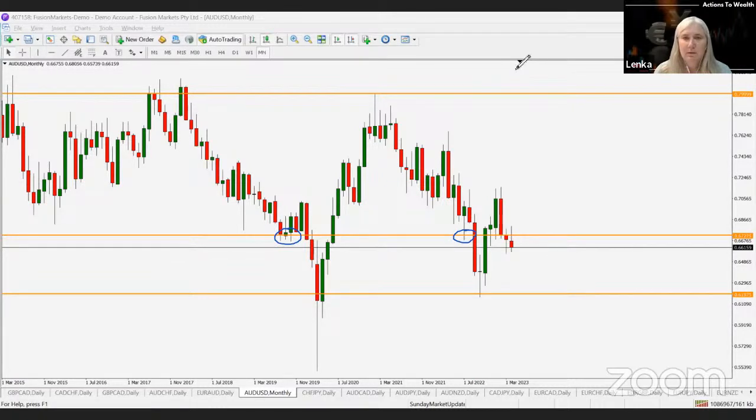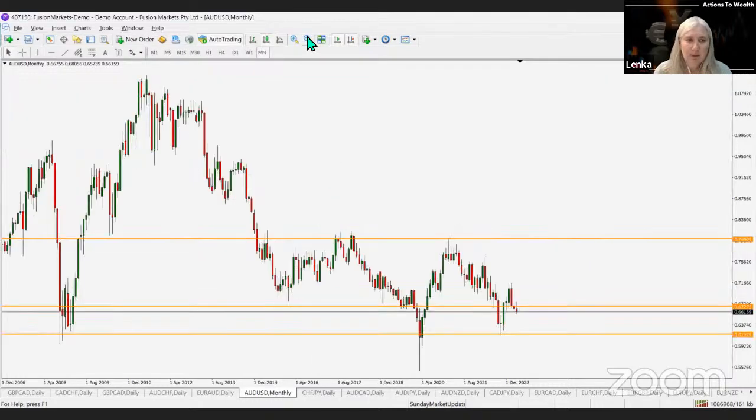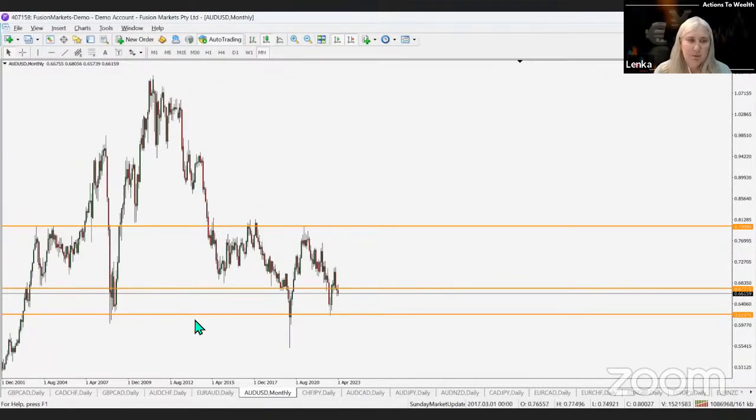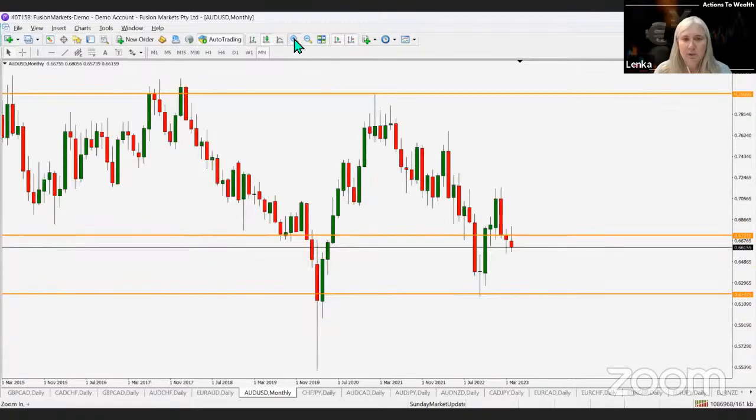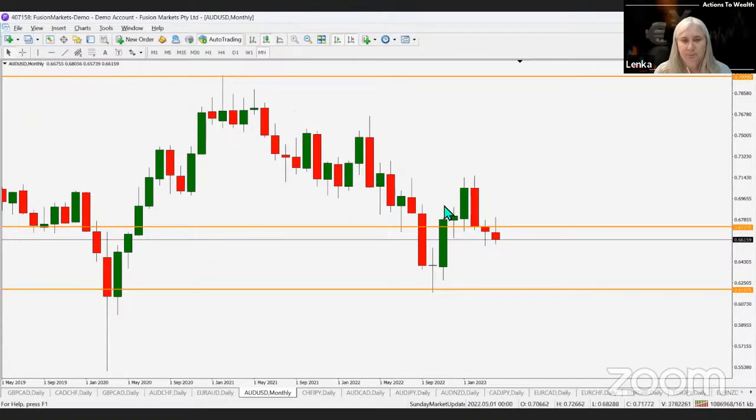And let's see if I zoom out a little bit. Those were previous levels of support there and resistance there. So that's on the monthly chart. Also note that we have quite a decisive bar on the monthly chart, high test bar.